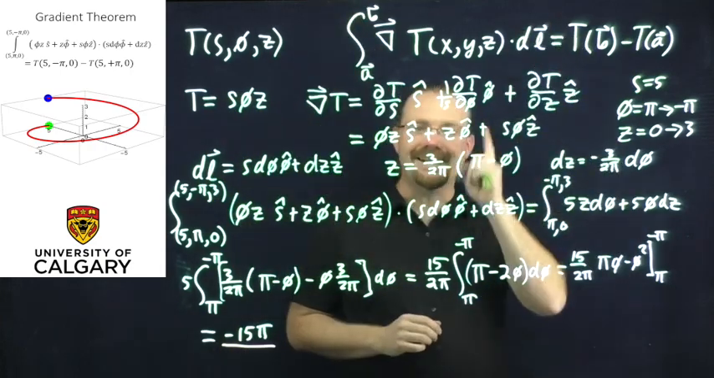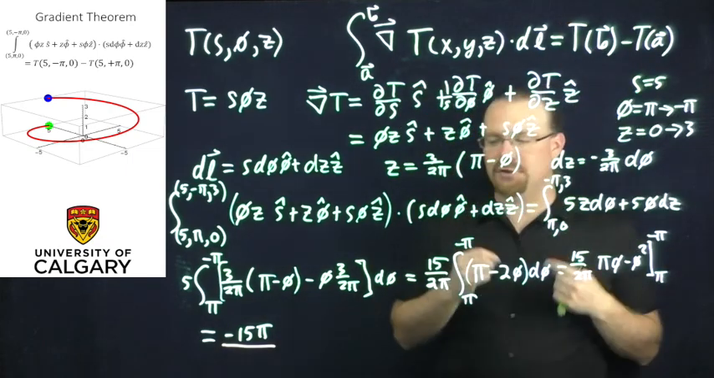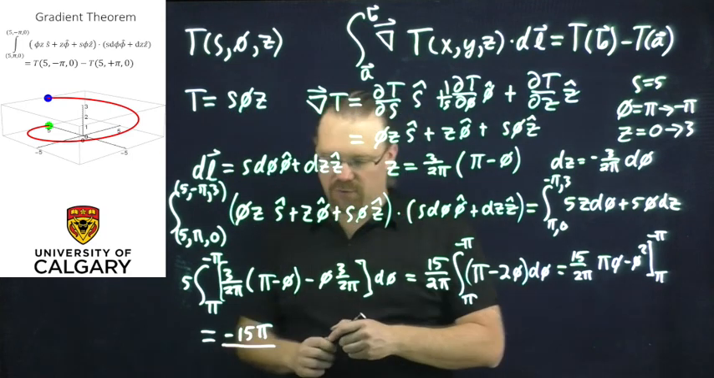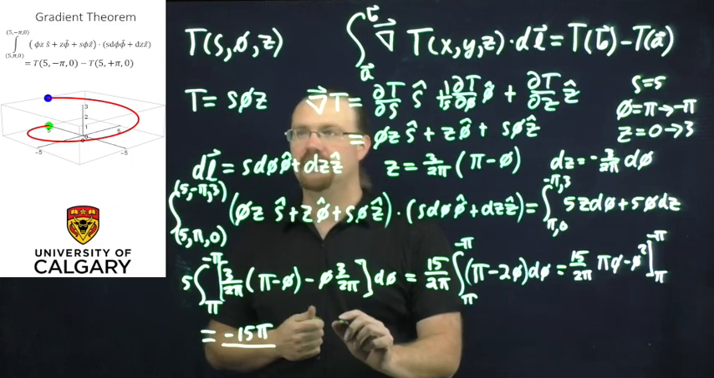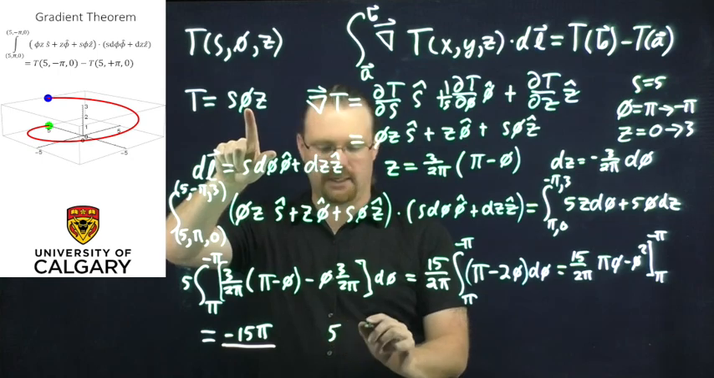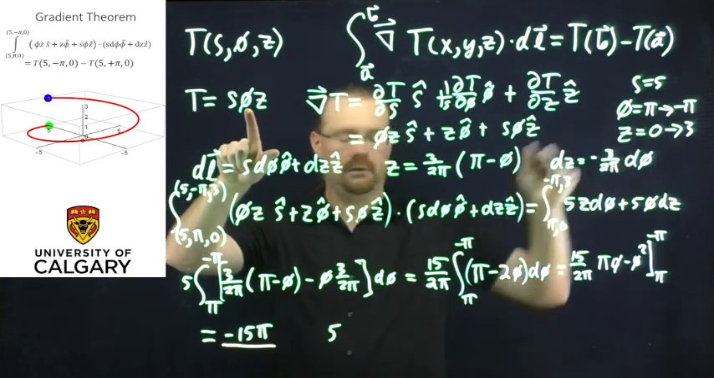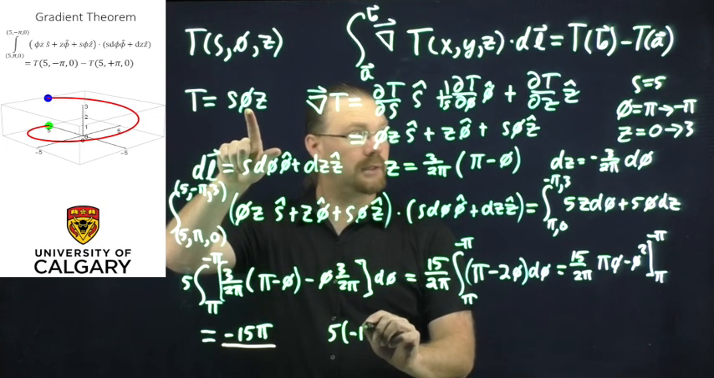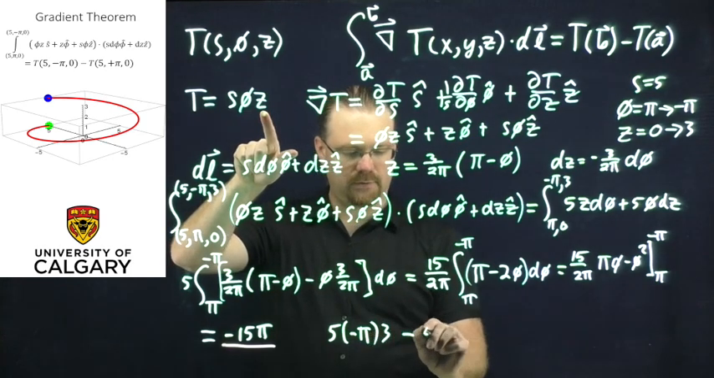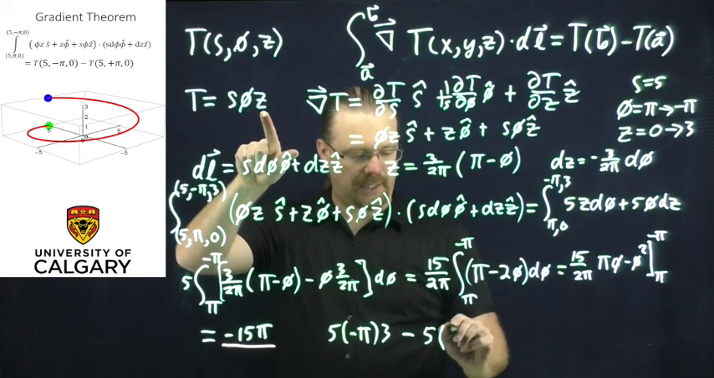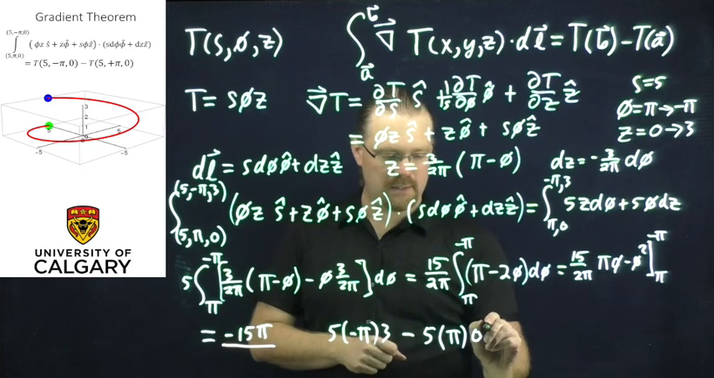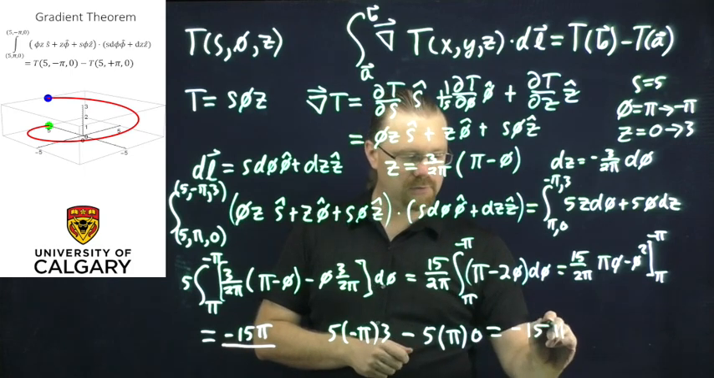That's this side. Now let's try this side. What we can do is just substitute our beginning and ending points into this expression. So if we have T of a, or T of b, which will be 5 times, well, our final phi here is negative pi, and our final z is 3, so 5 times negative pi times 3, and our initial z was 0, we are left with negative 15 pi.